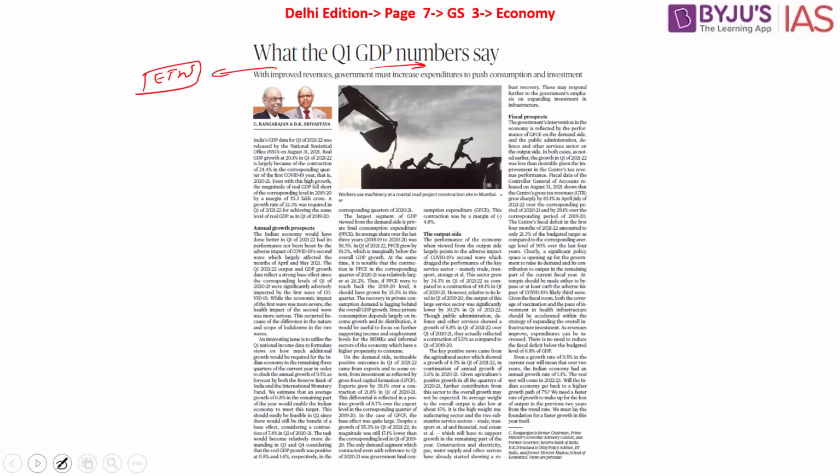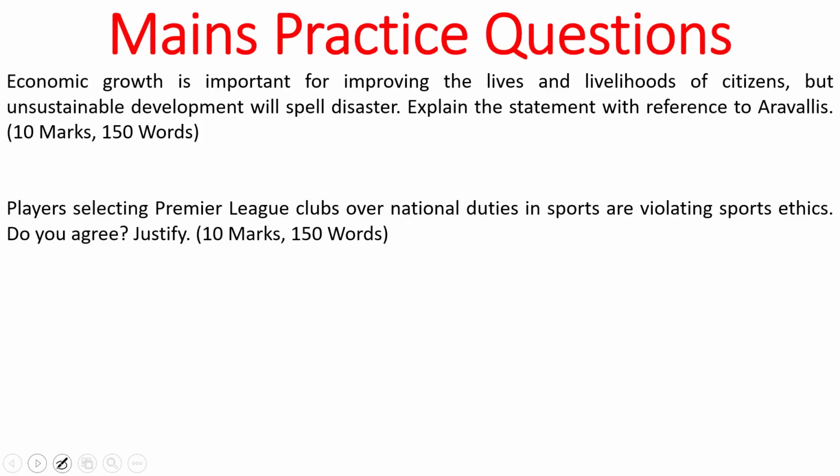Now let's look into the mains practice questions. Economic growth is important for improving the lives and livelihoods of citizens, but unsustainable development will spell disaster. Explain the statement with reference to the Aravalis. Players selecting Premier League clubs over national duties in sports are violating sports ethics. Do you agree? Justify.